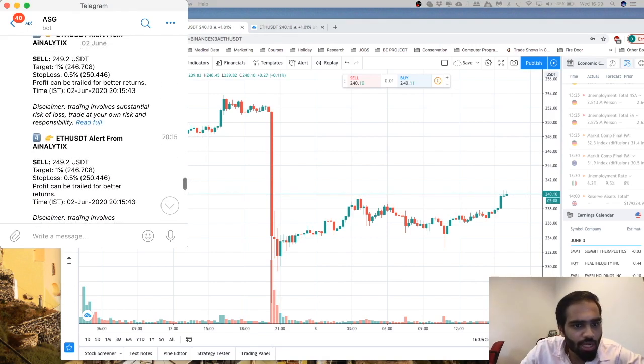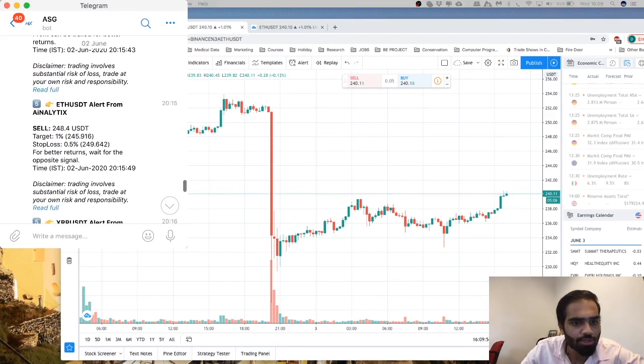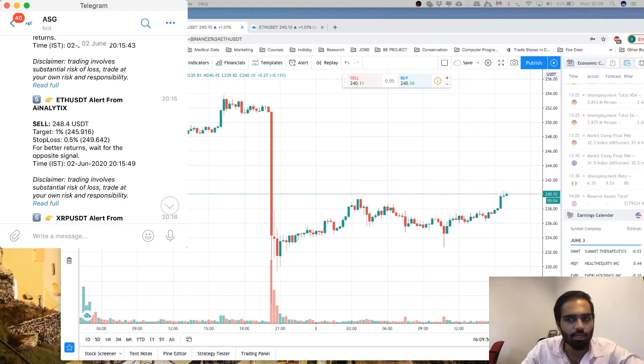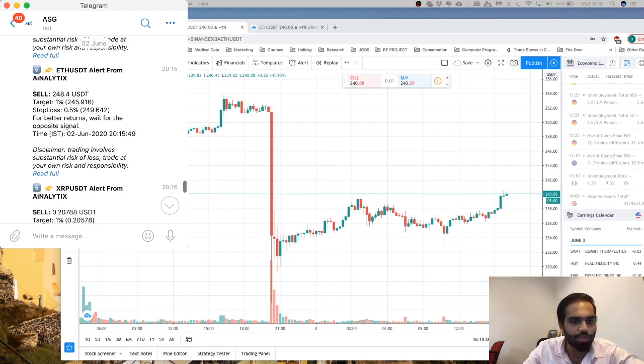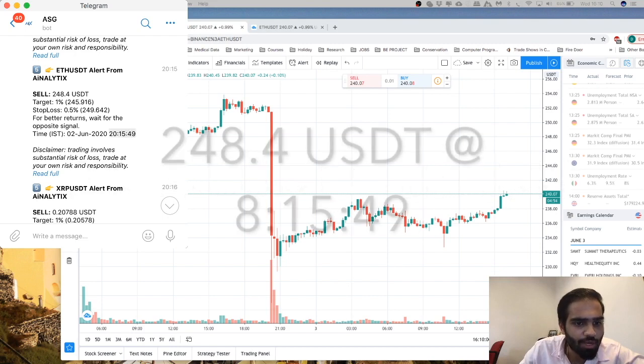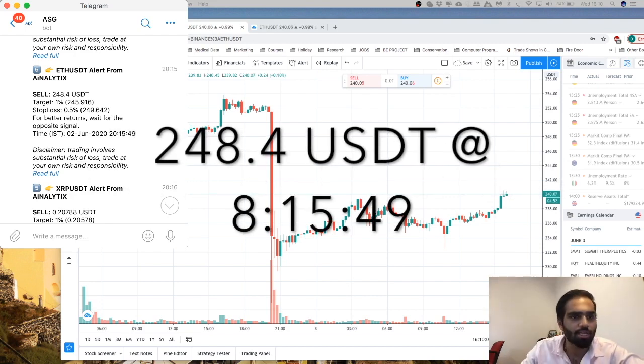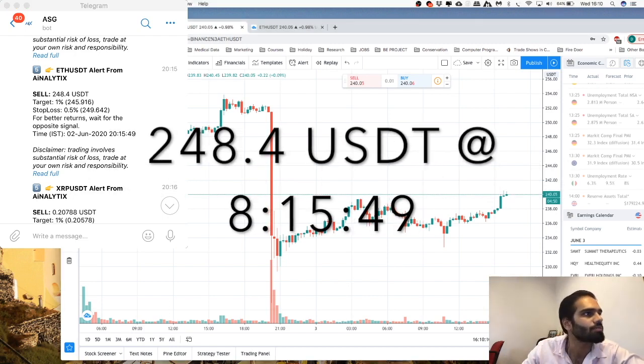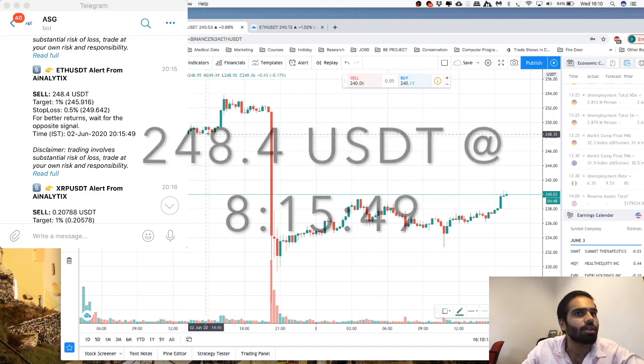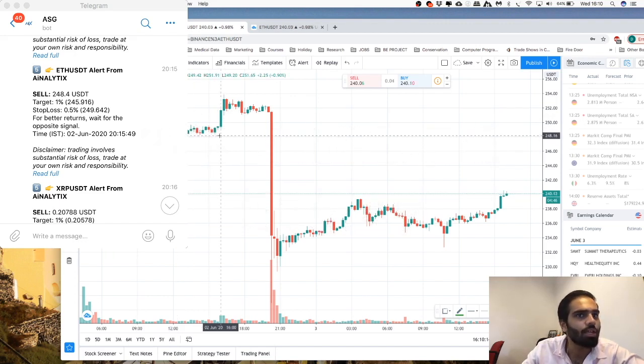So what we are looking at is a Type 5 ETH USDT signal, because a Type 5 signal is a very rare signal and requires a lot of computation power to be generated, and they are not so frequent. So a Type 5 signal was generated at 8:15:49. Let's mark it on the chart. Okay, at 248.4 levels.